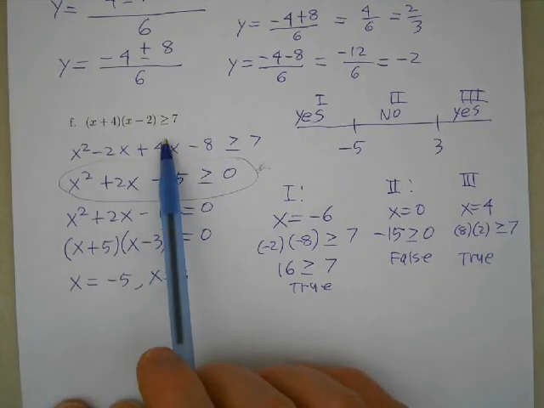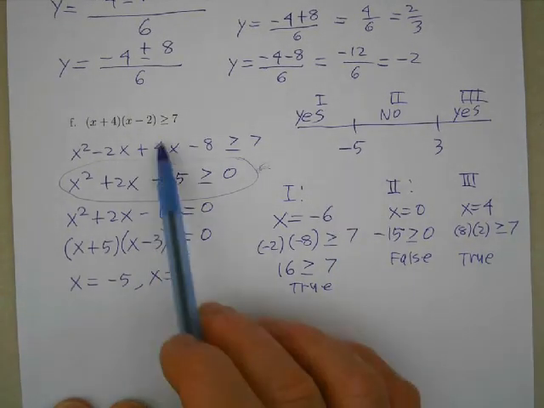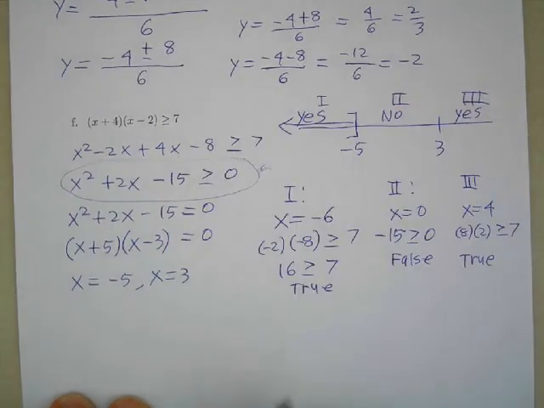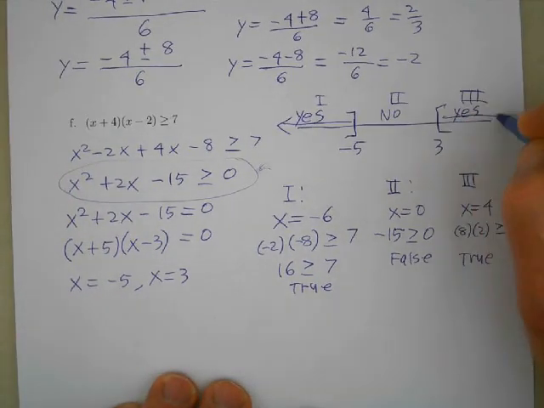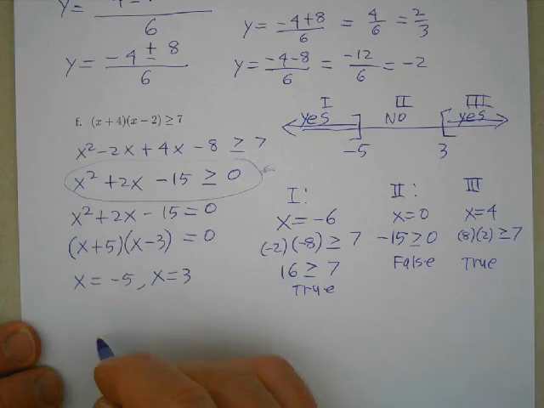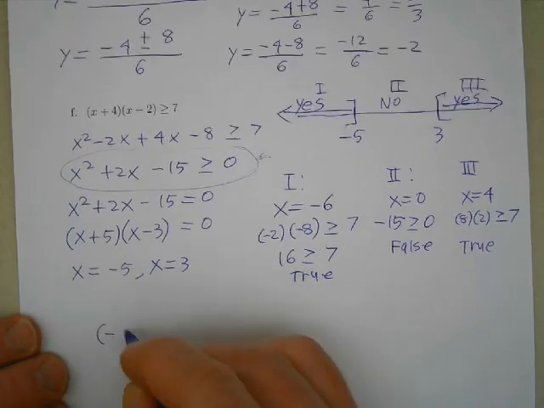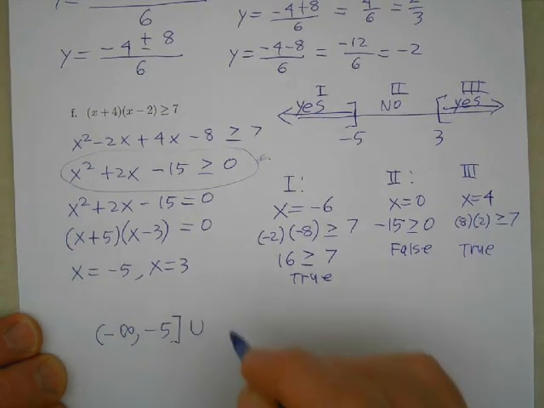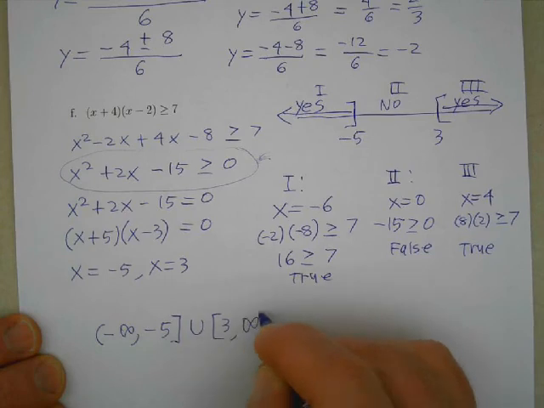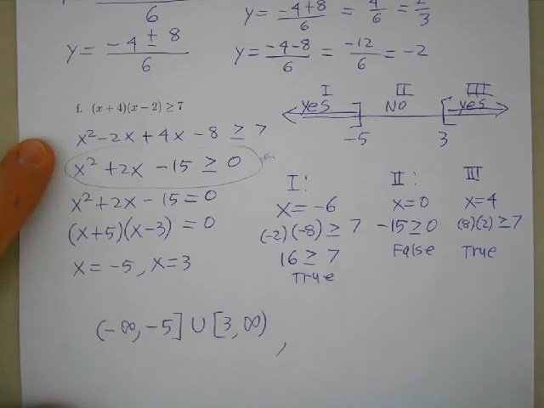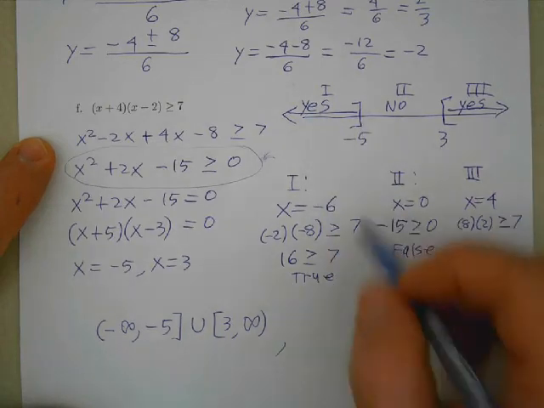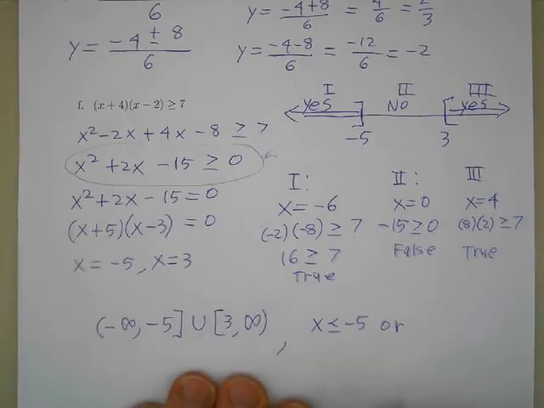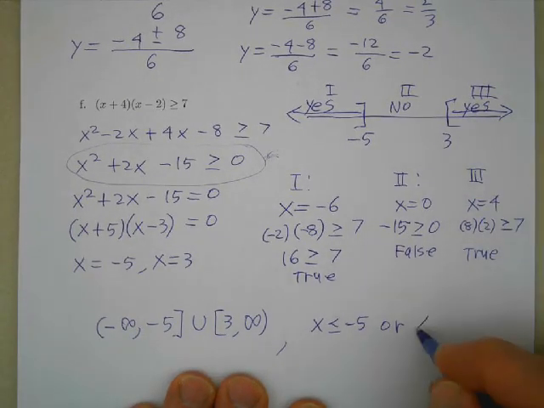And once again, we do include the endpoints because of the or equal to part. So we have a bracket at -5, shade to the left, bracket at 3, shade to the right. The interval notation: negative infinity, comma, -5, bracket, union, bracket 3, comma, infinity. And then the algebraic notation, the variable is x. So this part of the number line, x is less than or equal to -5. And then we write the word or, x is greater than or equal to 3.